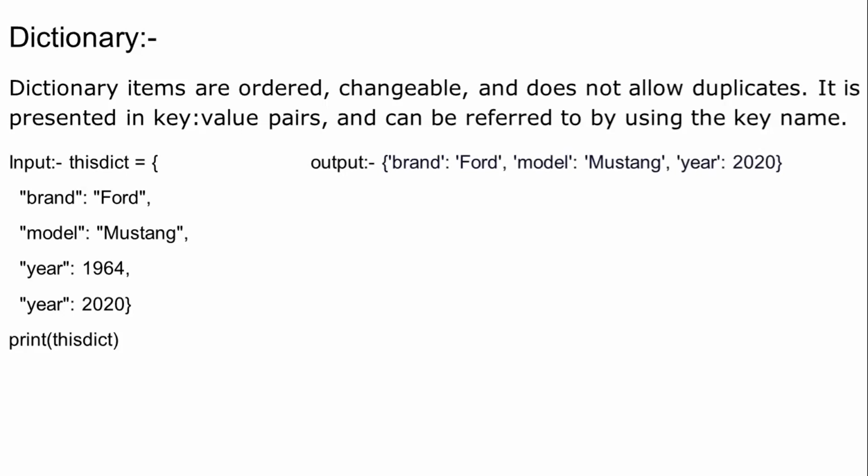Fine. So input this dictionary. So this is a dictionary. We give the index: brand is Ford, model is Mustang, year is 1964. Here the year appears twice, so the dictionary allows duplicate keys. Output: Ford, model, year. The duplicate year that comes latest is the one used. So it is ordered, changeable, does not allow duplicates. It is presented in key value pairs and can be referred to by using the key name. Fine.